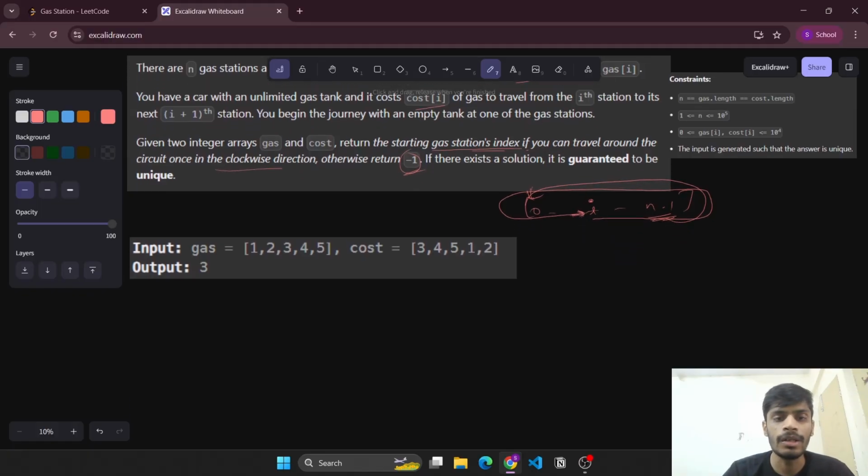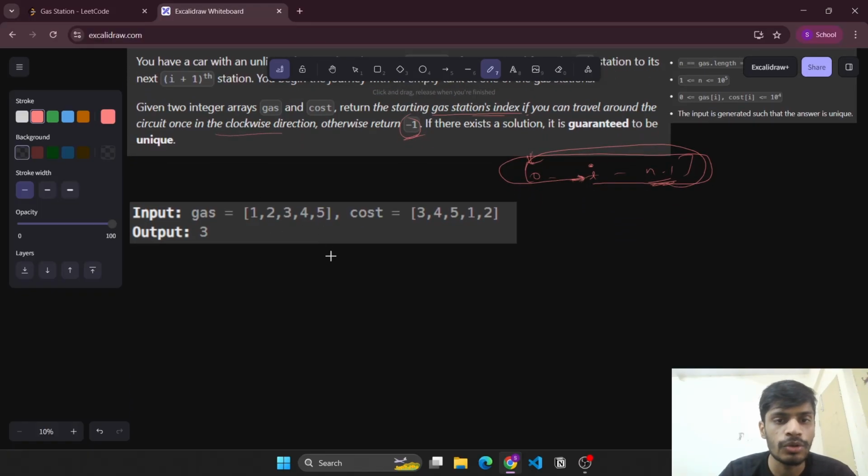So for example, if we have the input as this, we have five stations here, 0 1 2 3 4. Now the gas available here was 1 and the cost to go to the next station was 3. If we pick 0 as the starting point, the gas available is 1 but the cost required is 3, so the net difference is negative. We cannot start from 0 because we'll never be able to reach station 1. So 0 is not possible.